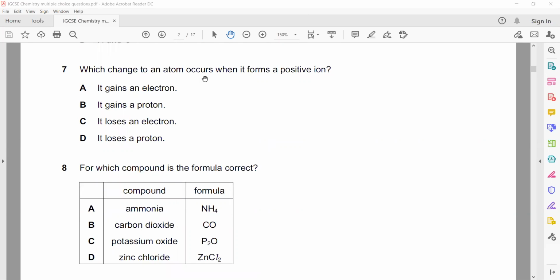Which change to an atom occurs when it forms a positive ion? To form a positive ion, it should lose electrons. When it loses electrons, the proton number will be higher than the electron number. That's why it will have a net positive charge.